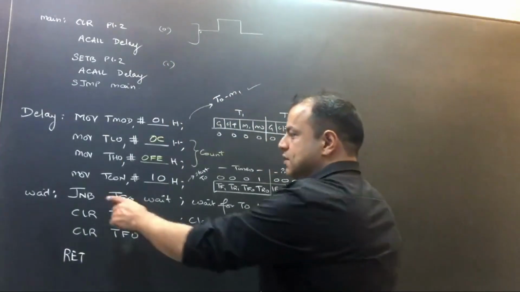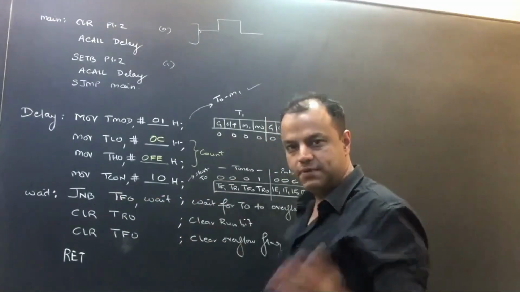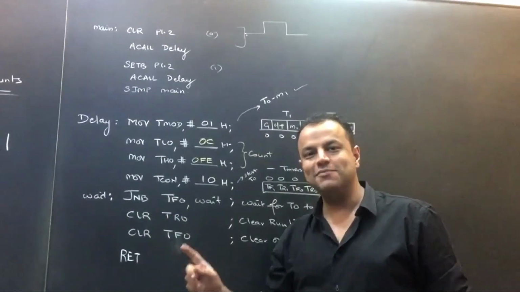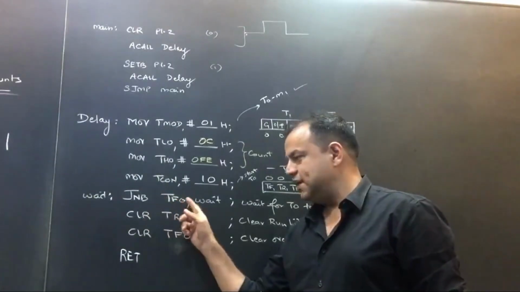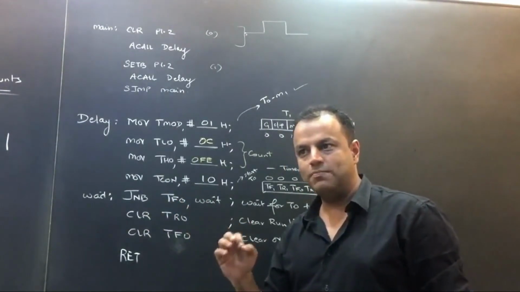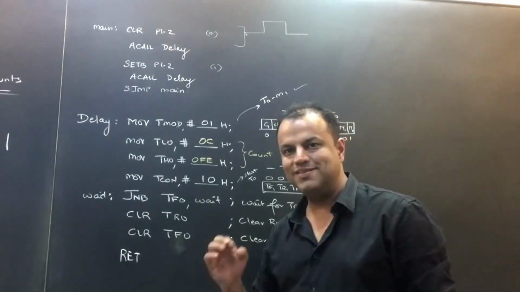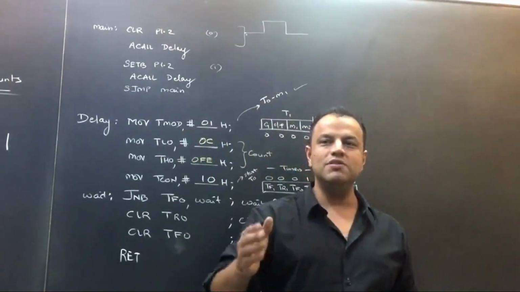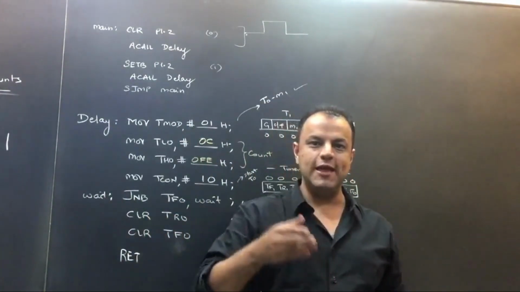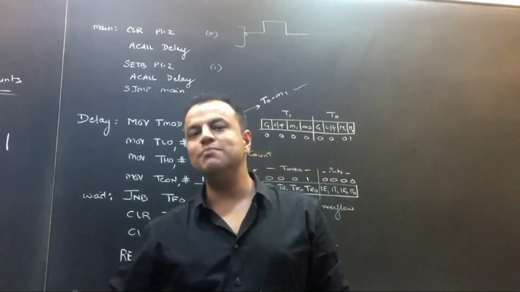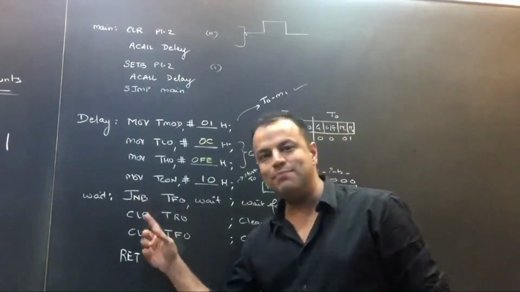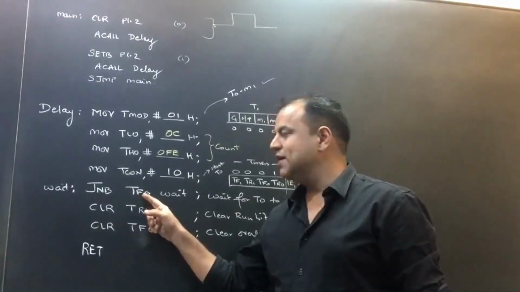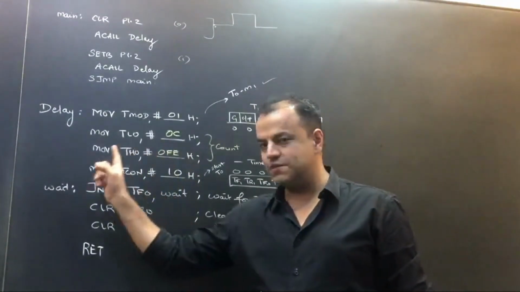Okay, so coming back. JNB TF0, wait. What is JNB? JNB stands for jump if not bit. Say again. Jump if not bit. If TF0, not bit. Not bit means not set. Not set means 0. Let's see how you write. When you write JC, it means jump if carry. So it will jump if the carry flag is 1. JNC, jump if no carry, will jump if the carry flag is 0. Similarly, JNB, jump if not bit. Not bit means 0. So if TF0 is 0, jump to the location wait.